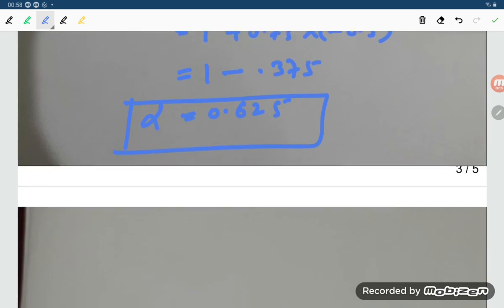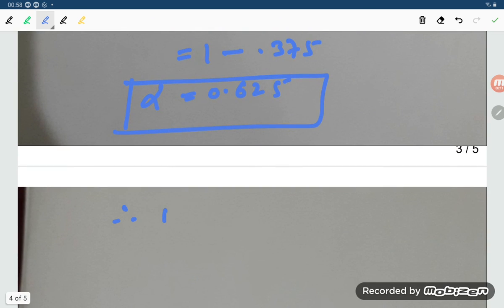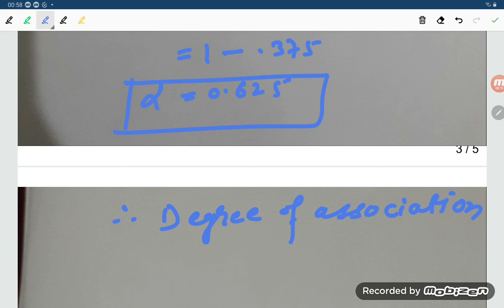So the van't Hoff factor is 0.625. This is our correct, required answer.